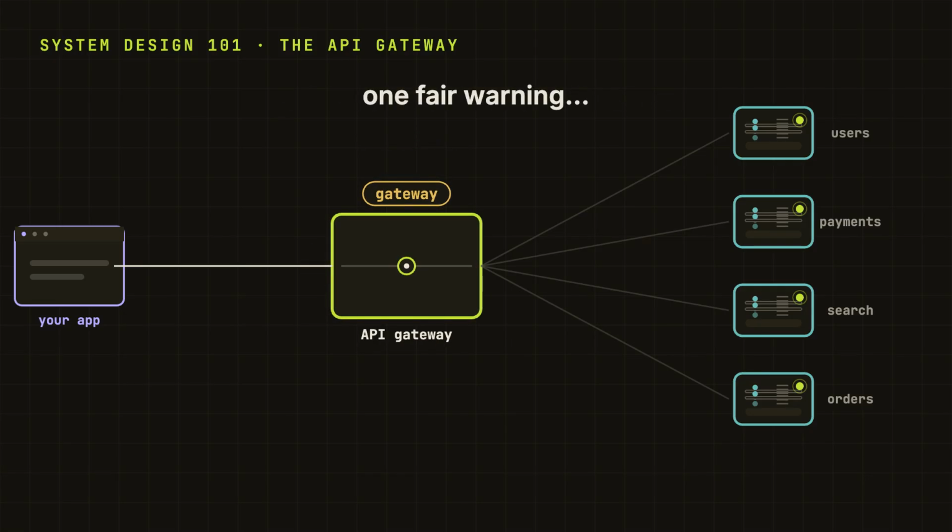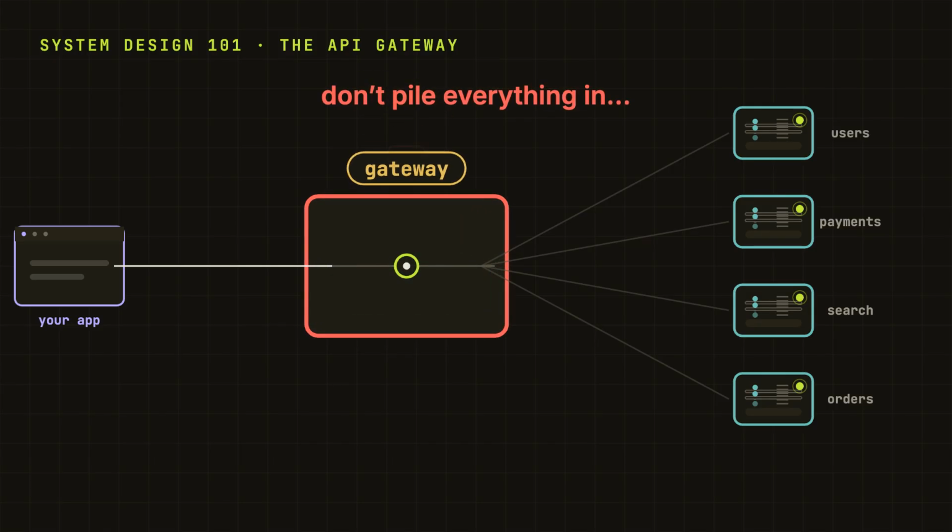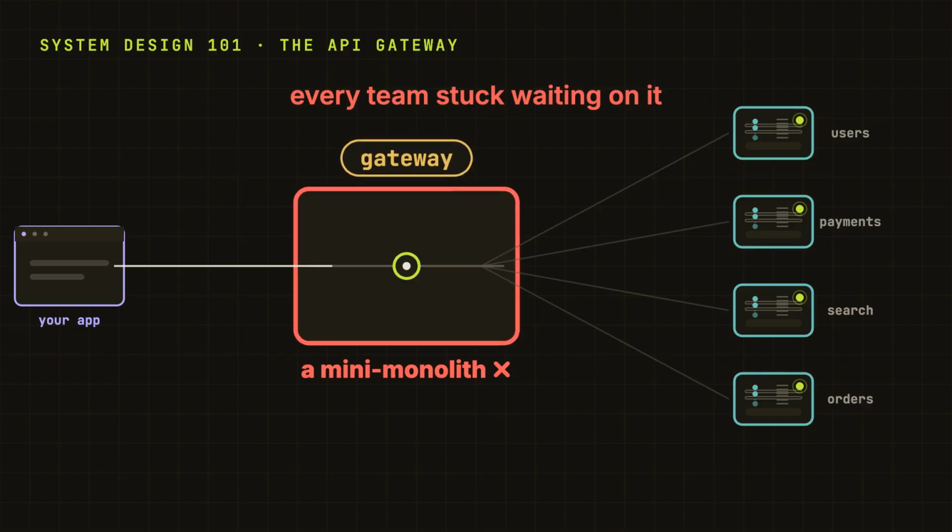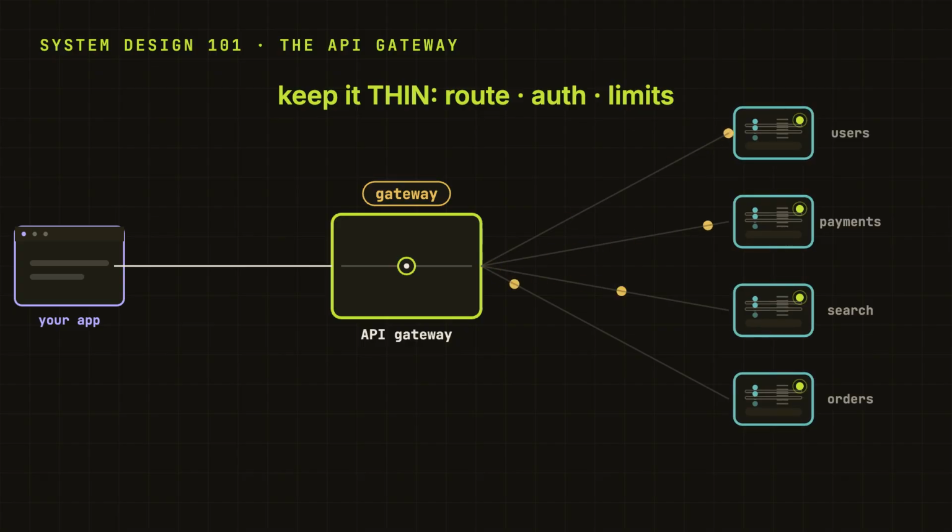And one fair warning here, because this one really happens. It is very tempting to keep piling more and more logic into that gateway until it slowly turns into one giant tangled box that every team is stuck waiting on. Basically, a mini version of the monolith you are trying to get away from. So, the rule of thumb: the gateway does routing, auth, limits, and light combining, and your actual business logic stays inside the services. It is a smart door, it is not the whole house.